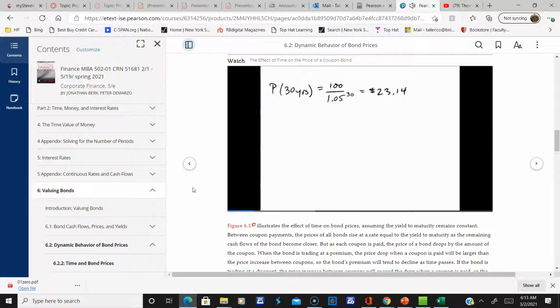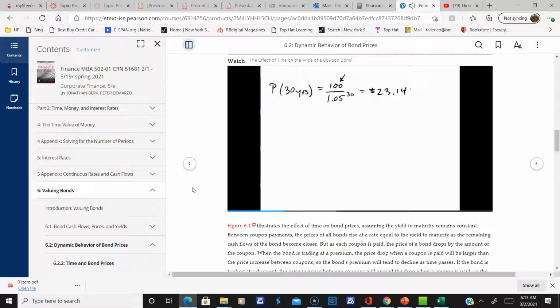Well, remember, with a zero-coupon bond, you just have one cash flow. You get repaid par value at the end. So per $100 of par value paid at the end, at a yield to maturity of 5%, 30 years of discounting, that's worth $23.14 today. So that's what you will have paid for the bond.